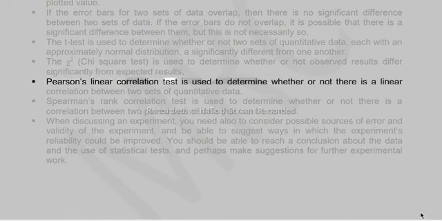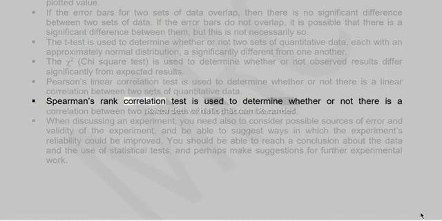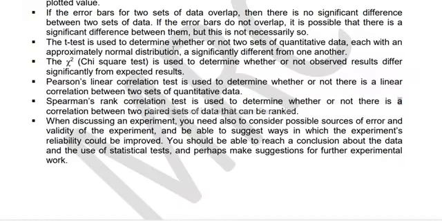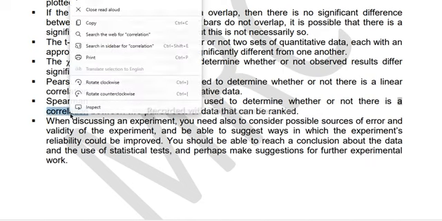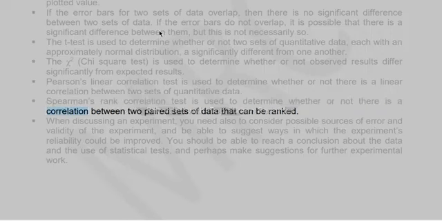Pearson's linear correlation test is used to determine whether or not there is a linear correlation between 2 sets of quantitative data. Spearman's rank correlation test is used to determine whether or not there is a correlation between 2 paired sets of data that can be ranked.